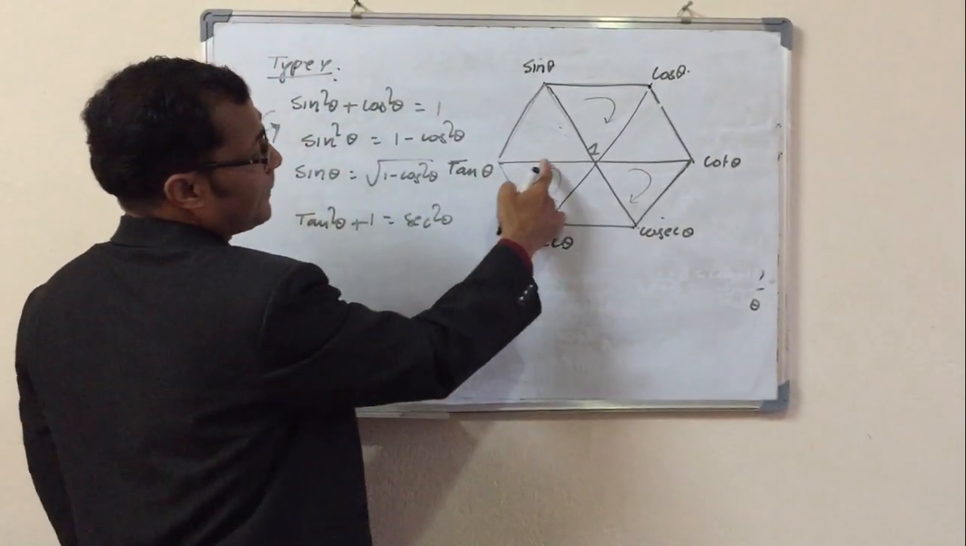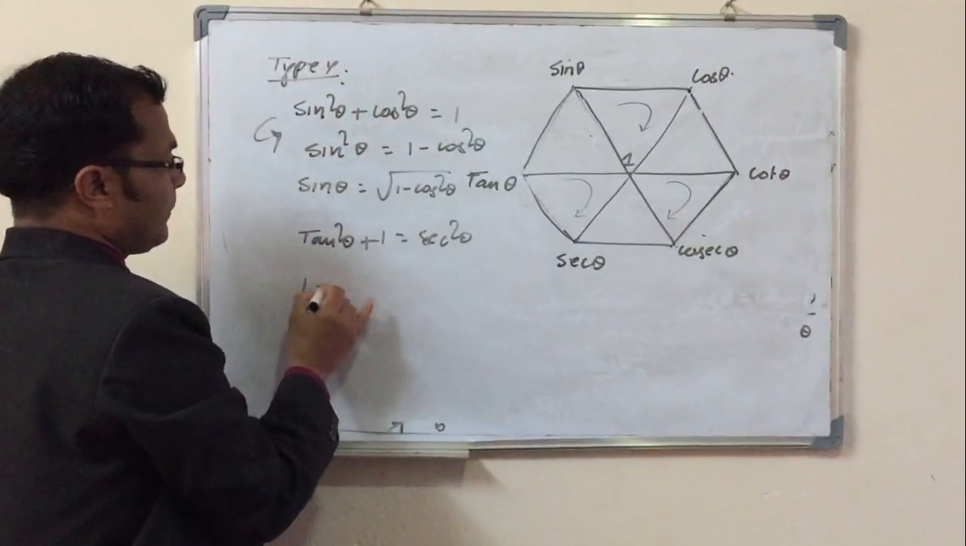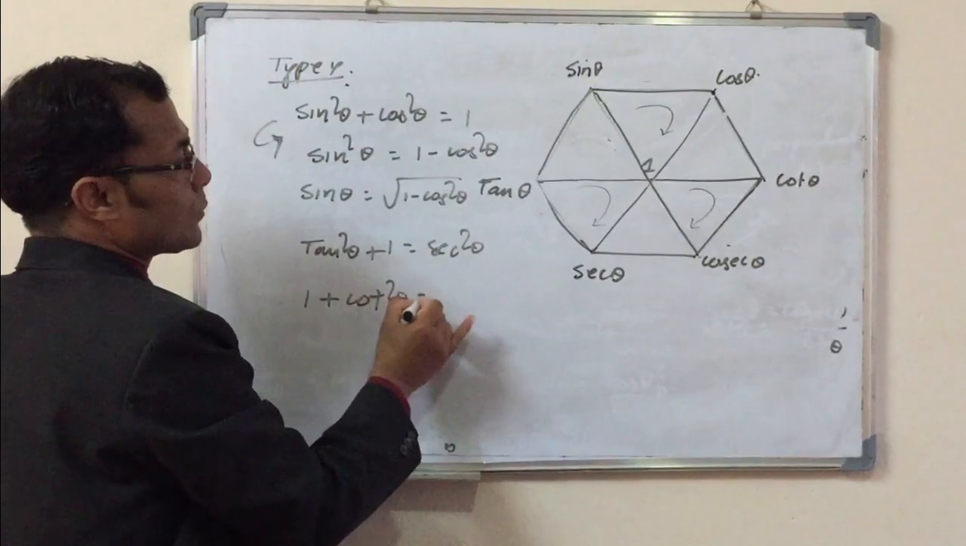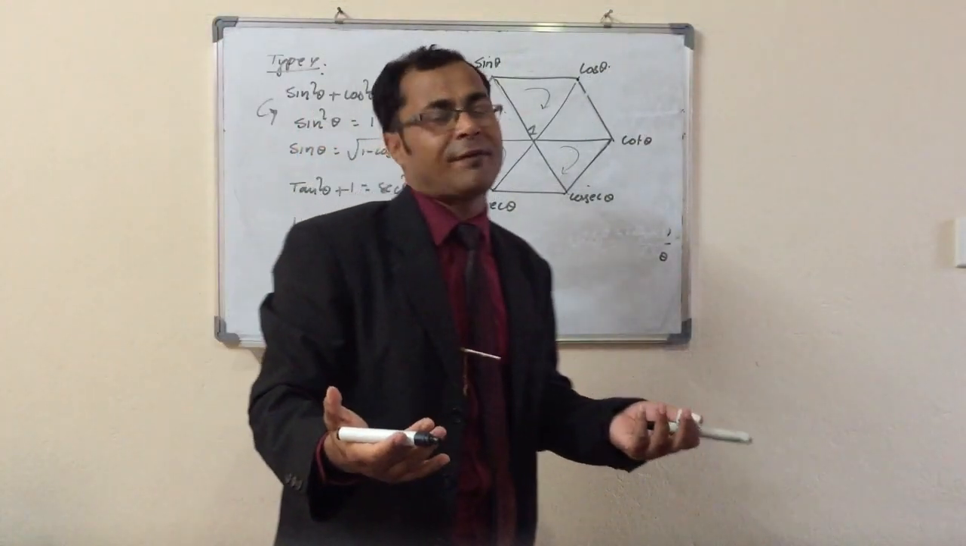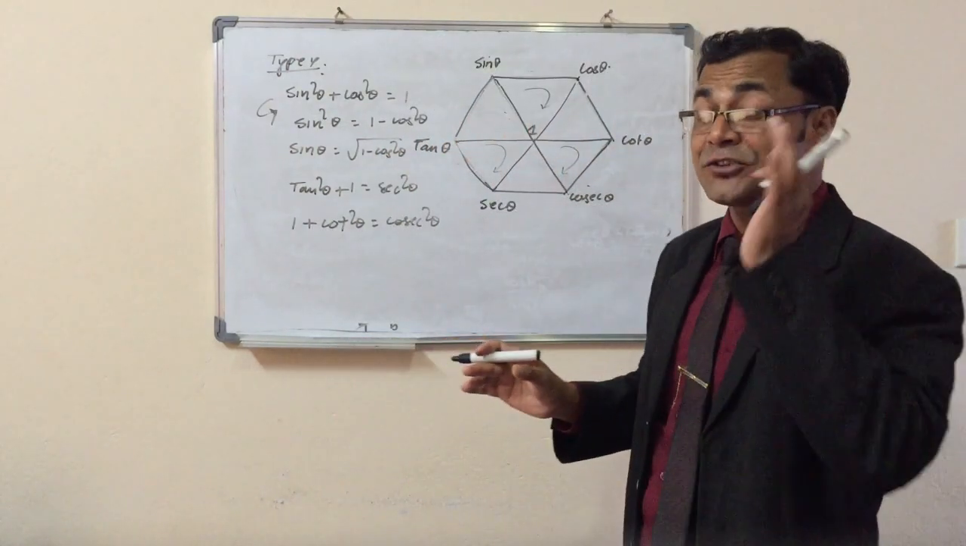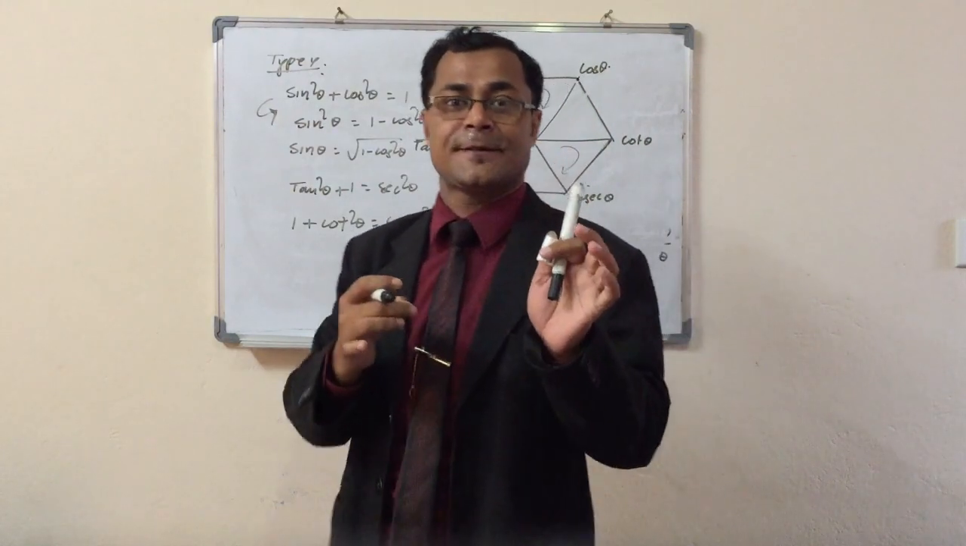Again here, tan square theta plus 1 equals sec square theta. It's very simple, just follow this. Tan square theta plus 1, sec square theta. And here also, 1 plus cot square theta equals cosec square theta. See, we get a number of formulas. It's very simple. You just need to know how to operate, the trick, the idea behind this.